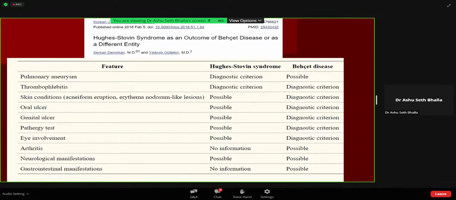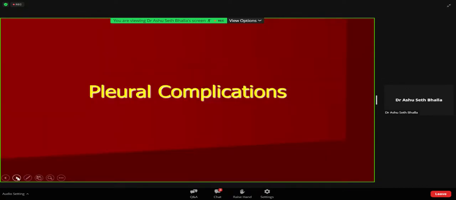That is how our previous question was also labeled as HSS, because we started by saying that it can be a BD, but the patient has no oral or mucosal ulcers, the patient's pathergy test returned negative, and there was no eye involvement. The likelihood that you are dealing with this becomes much more. The multi-system manifestations in HSS are fewer, except for neurological manifestations, which happen in both.